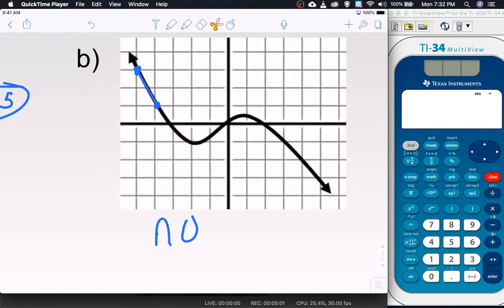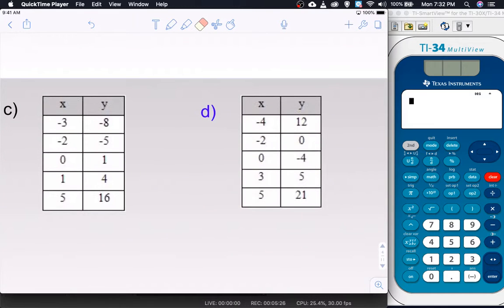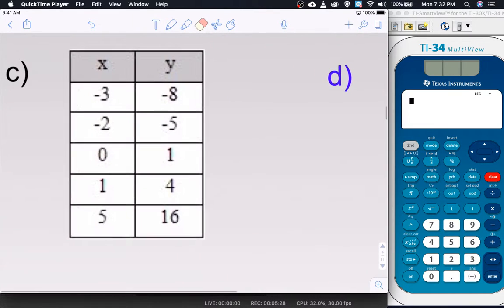The slope here, oops, would look like this. Whoa, that was unexpected. Would look like that. The slope from these 2 points would be here. The slope from those 2 points would be there. So the slope is different everywhere. That's another reason why this is nonlinear. The slope is not the same everywhere. Which actually is how we're going to do problem letter C.